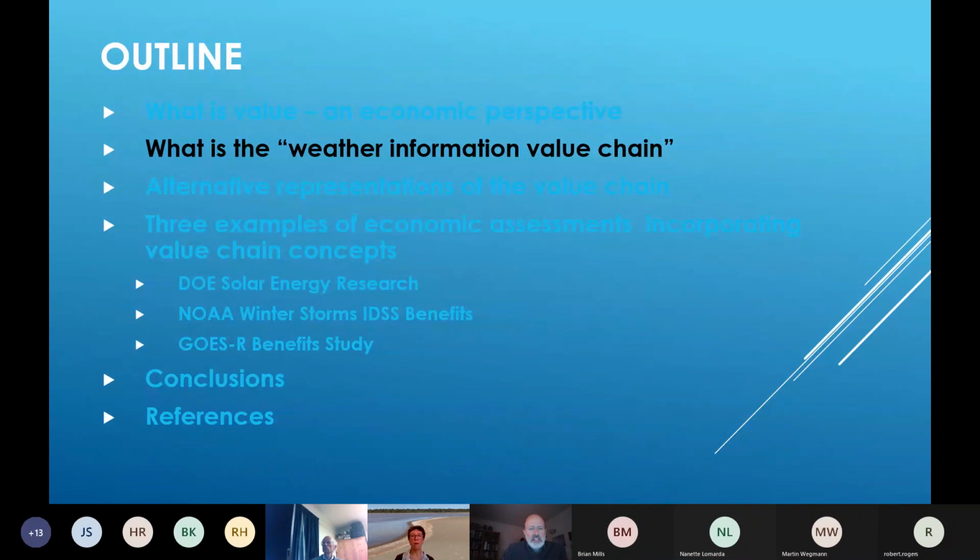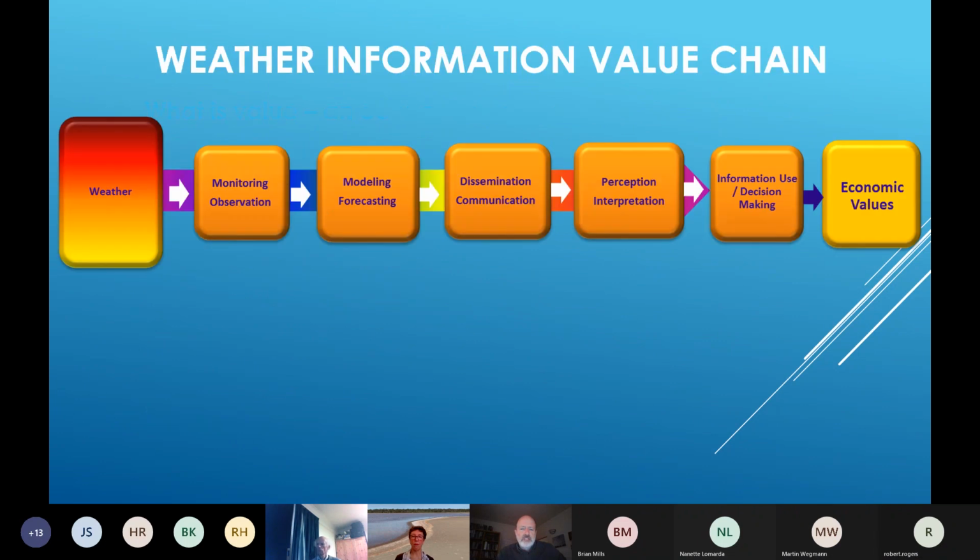So digging down then, what is the weather information value chain? And I qualify this by saying this is perfectly applicable, I think, to climate information, hydro information, any information process that starts with observations, say, physical process on one side and goes through the social processes to benefit realization.